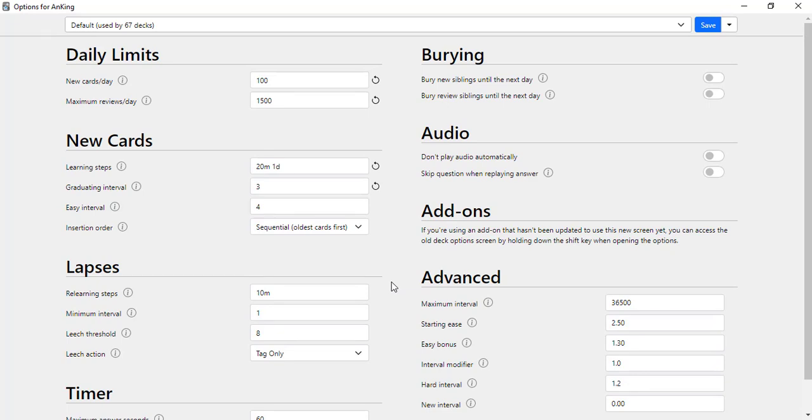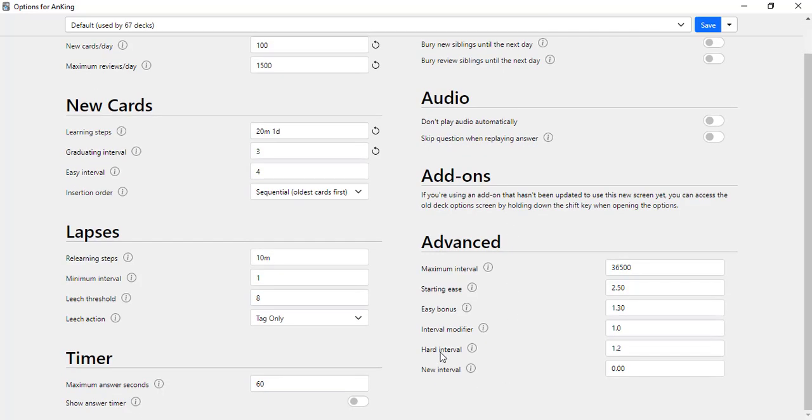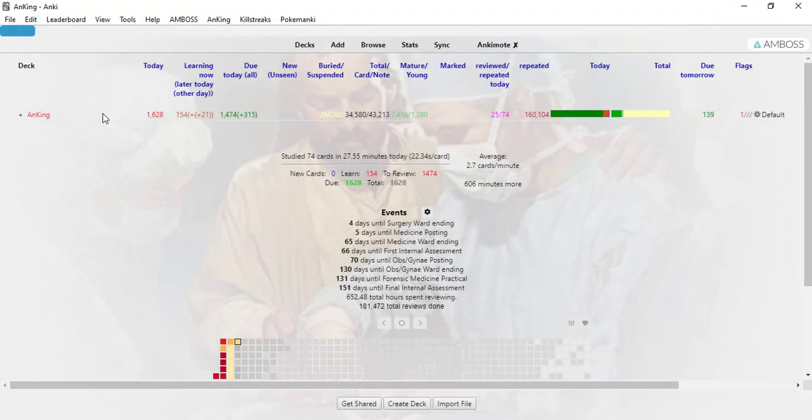And that's how the new interval is calculated; we have to understand the formula. New interval equals current interval times ease factor, which is different for different cards, and then the interval modifier. We have the interval modifier, which is by default 1. So let's go and look at some real cards.